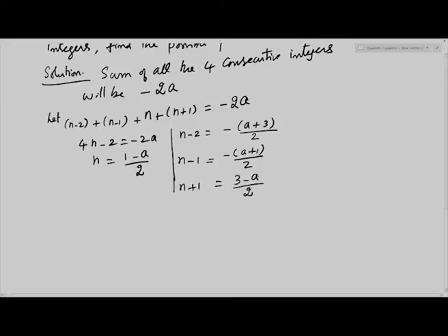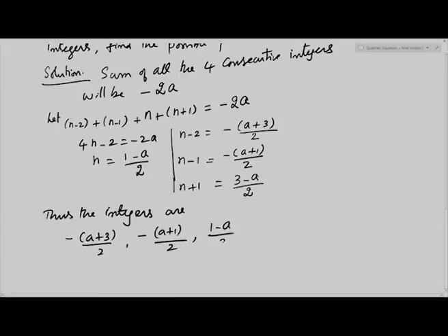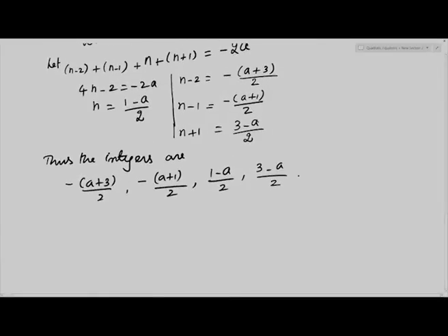So, we know all the roots of these equations. So, thus the integers are, I can write, minus a plus 3 by 2, minus a plus 1 by 2, 1 minus a by 2 and 3 minus a by 2. So, these are the roots of the equation.